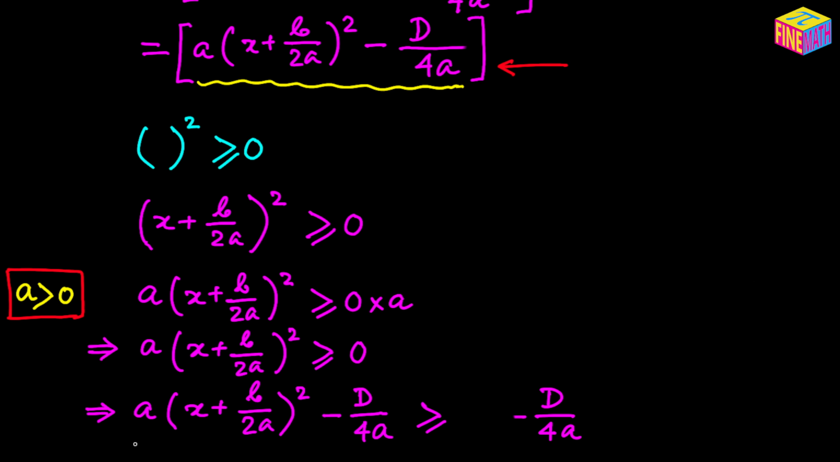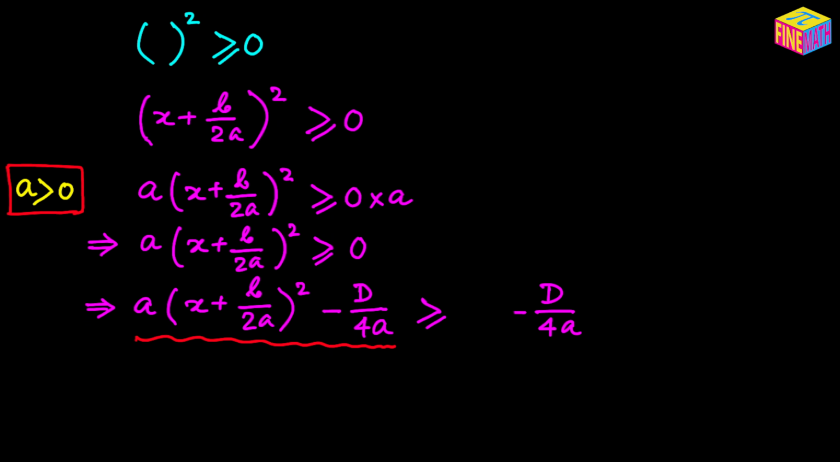And now if you look at this red underlined portion here, this is nothing but our quadratic function. So from here I can say that f of x, which is our quadratic function, must be greater than or equal to negative d by 4a. Right? So we are almost there.